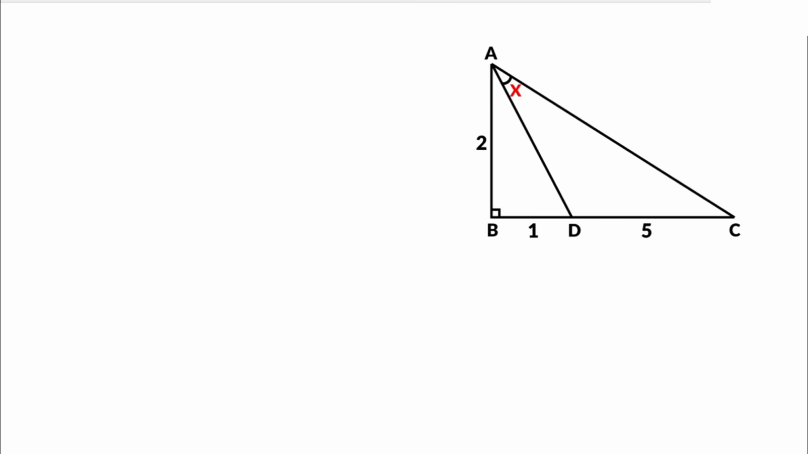Our goal is to find the measure of angle X, which is angle CAD. Here's the idea. Instead of trying to find angle X directly, we'll express it as the difference of 2 angles. Let's call the angle at the top of the large triangle alpha, and let's call the angle at the top of the smaller triangle, ABD, beta. Notice that the larger angle, alpha, is made up of 2 angles, beta and our unknown angle, x. So, x equals alpha minus beta.